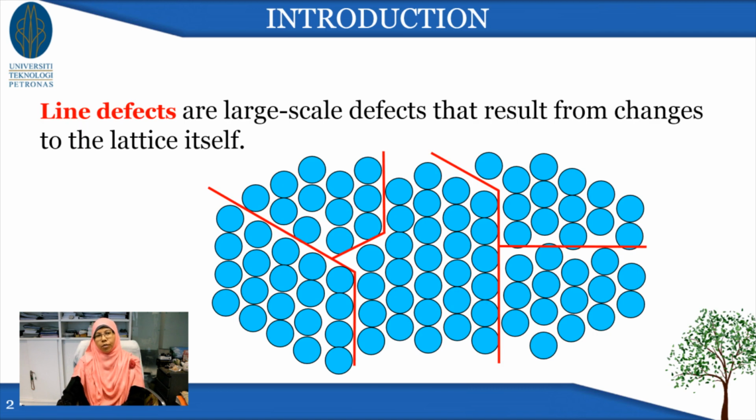Right. So first of all, let's remind ourselves about dislocation. What are they? Okay, dislocations are basically line defects. Okay, they are large-scale defects that result from changes to the lattice itself, and it's being demonstrated in this slide. As you can see, the atoms are not perfectly arranged at the border lines here, indicated by the red lines. So there are misfits at that border, and that is what's causing the dislocation. So dislocation is basically dislocated atoms. Okay, a line of dislocated atoms. So that's what we call dislocations.